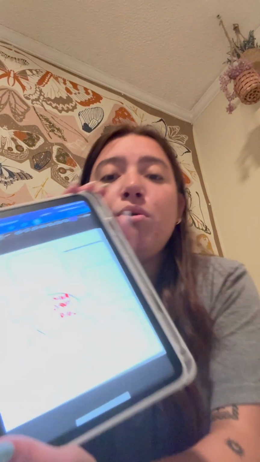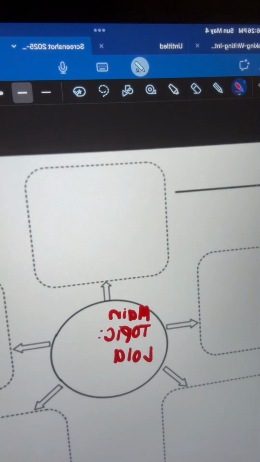So we're going to think of some things that we would like to write about specifically about a dog. So in my big circle, it's going to be my main topic. So I'm going to write main topic. And my main topic we're going to write about today is Lola, which is my dog. So I'm going to put Lola. This is what you would do on your paper: you would write main topic, and then you would write what is that main thing you're talking about?